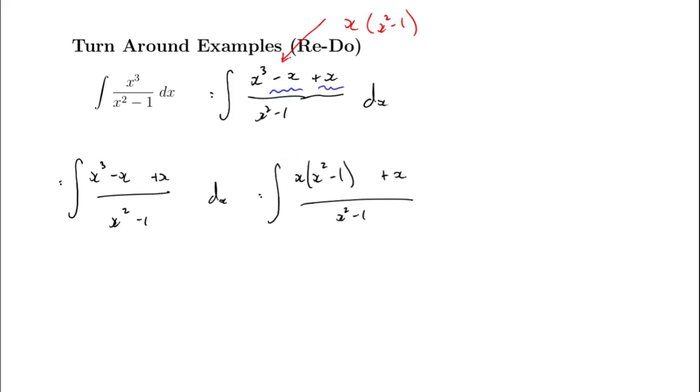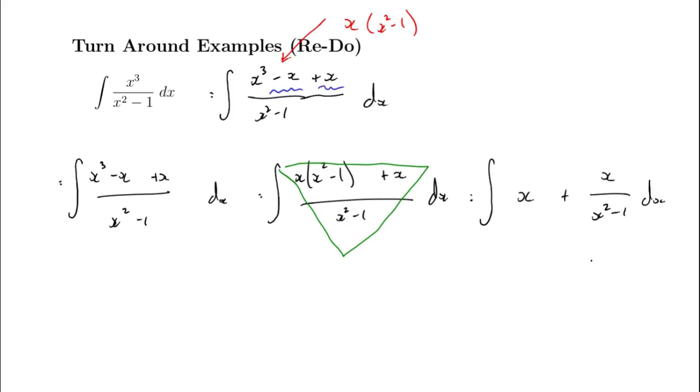And now, let's just split that fraction up. So I'm going to write this as x plus x over x squared minus 1 dx. That's exactly what you would have gotten if you did the long division. Doesn't it make sense that division really is factoring and canceling? Those are the same thing, right? So this is just a different way of doing division of polynomials. Sometimes it works out really nicely to do. Sometimes it's kind of hard to do this.